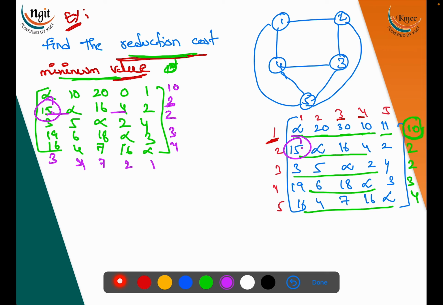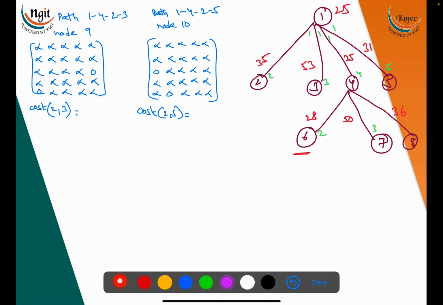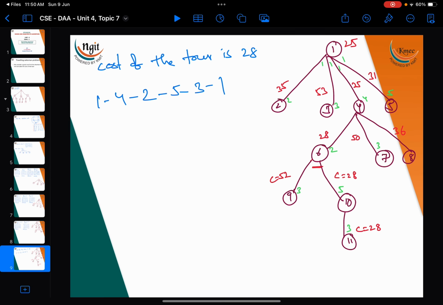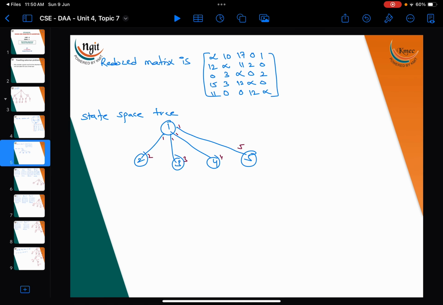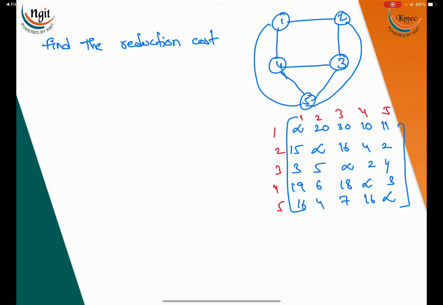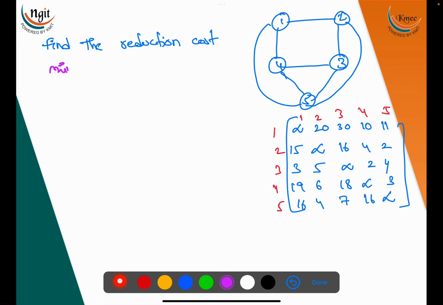Now consider, the reduction cost is what? Find out the minimum value in the row and subtract it. So it is 10 and it is what?